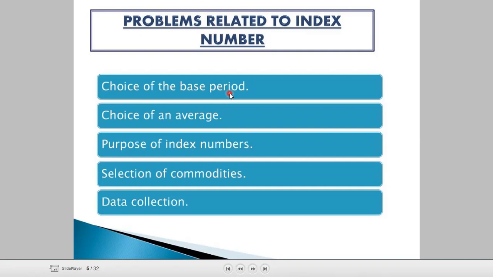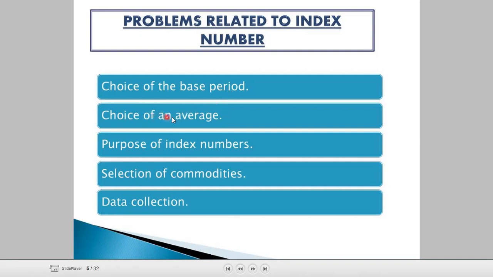So it is not going to give you the correct prediction or solution. So the base period, now what does the base period mean? The period or the year from which you are going to compare the present situation. In other words, the previous year, which is going to be the base or the year through which you are going to compare the present situation, is known as base period.